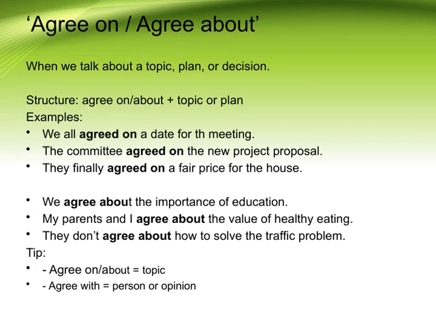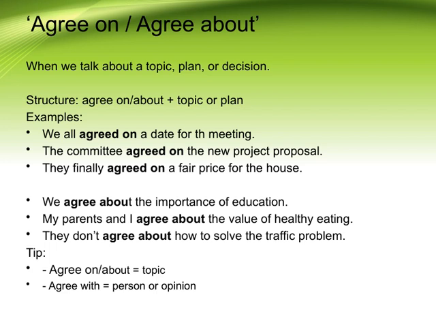Now let's look at how we use agree on and agree about. When we talk about a topic, plan, or decision, we often say we agree on something. For example, we might say, "We all agreed on a date for the meeting," or "The committee agreed on the new project proposal." In these cases, agree on is used because we're discussing a specific topic or plan that everyone has come to an agreement about.